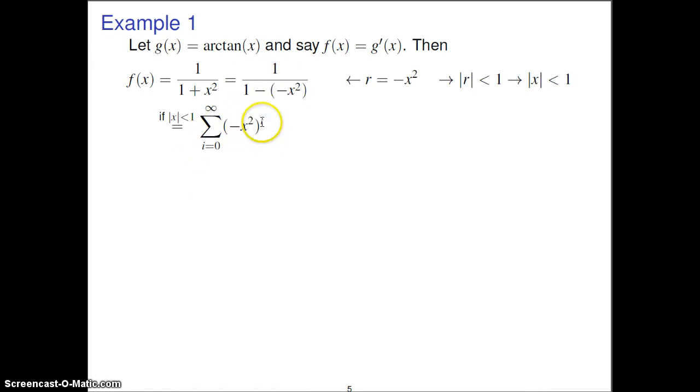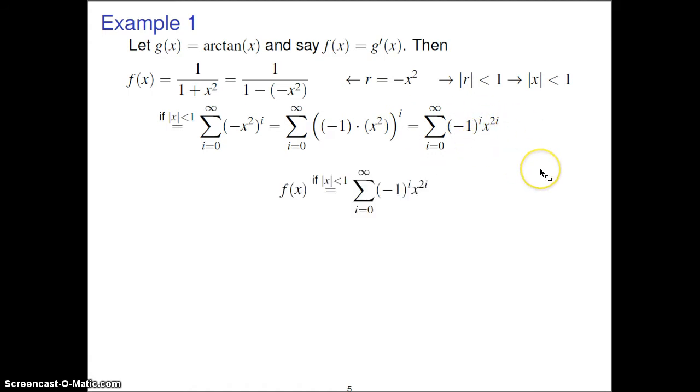Here's the common ratio raised to the ith power. And you can rewrite this a little, just algebra for the inside, and then apply the ith power to each of the factors here separately. And this is a nice sort of standard way to write this power series. So let's summarize that. If f of x, which is 1 over 1 plus x squared, will equal this power series here, but that's true, well, due to this, as long as you're looking at x kind of close to 0. It must be distance less than 1 away.